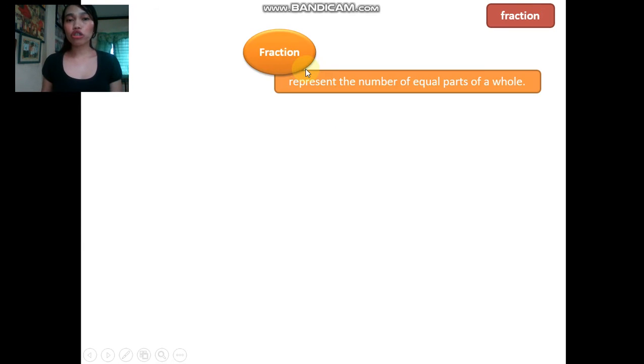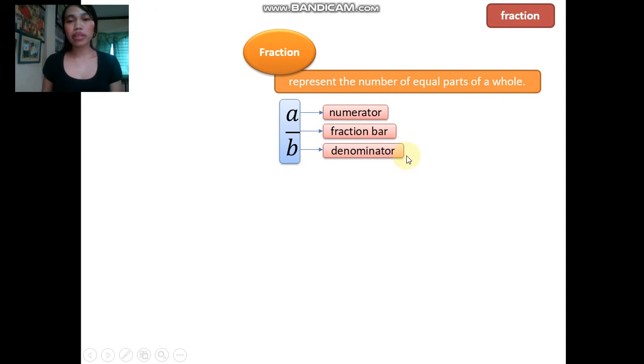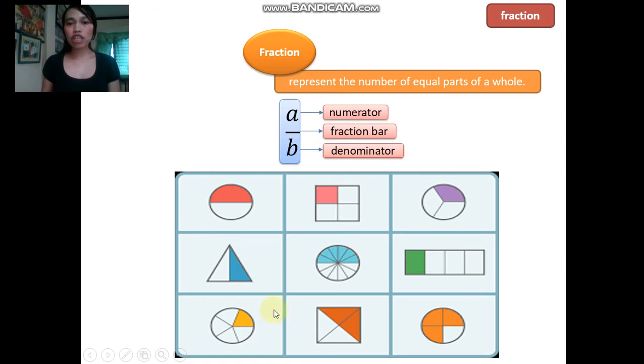So by definition, a fraction represents the number of equal parts of a whole. This is how you represent a fraction: a is the numerator, and this is the fraction bar, and b is the denominator. This is an example of a fraction. So by definition, it represents the number of equal parts of a whole.